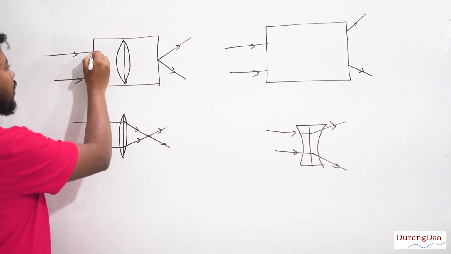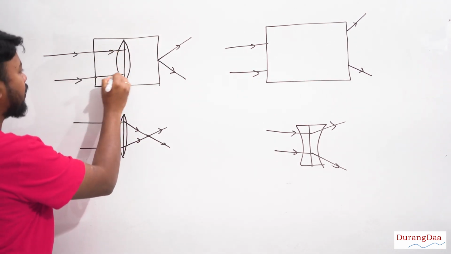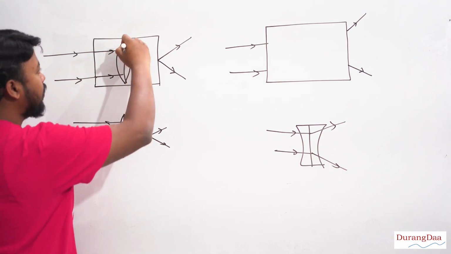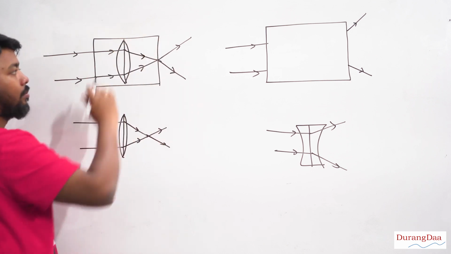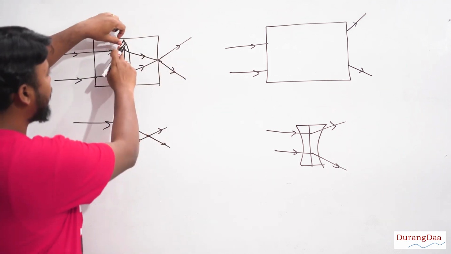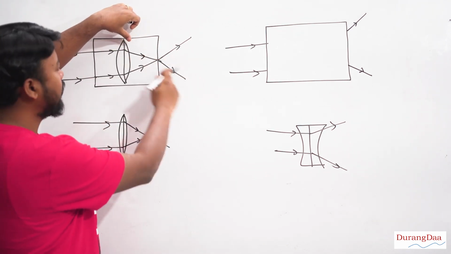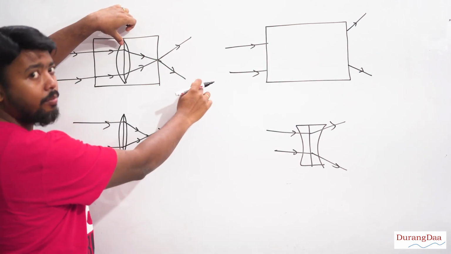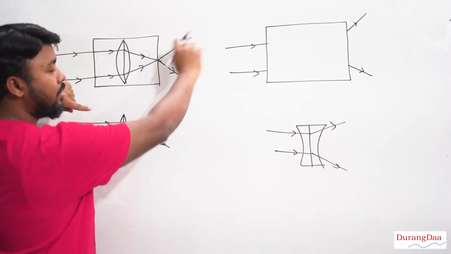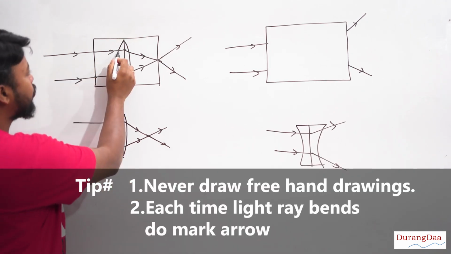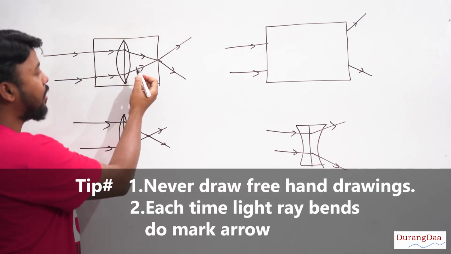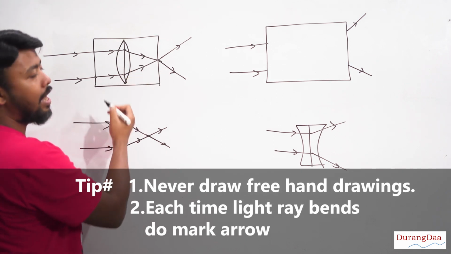Now complete the diagram. Parallel light rays enter, and according to this figure, they will converge at a point and pass out like this. So this line has to be straight. I am drawing freehand, but using a scale you have to do this, and the line has to be straight. And one more point you have to take care of: each time you show refraction happening, light rays bending, make sure you mark the arrows.